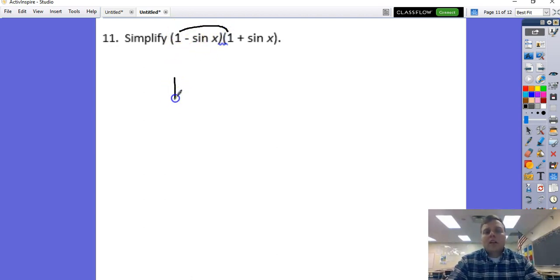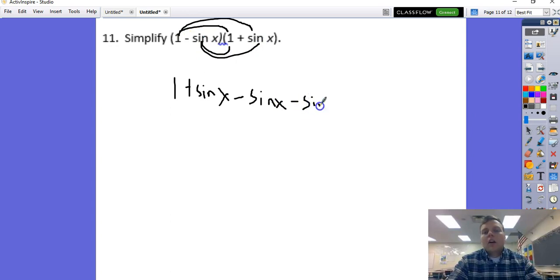So 1 times 1 is 1. 1 times sine is sine. Negative sine times 1 is negative sine. Negative sine times sine is negative sine squared x. As I finish writing this, look at the middle there. Sine x minus sine x cancels each other out. So I'm left with 1 minus sine squared x.